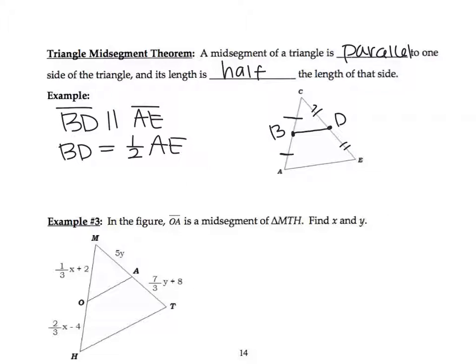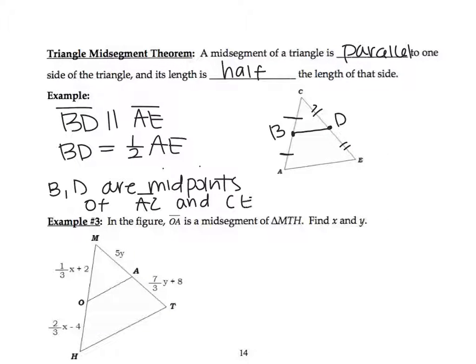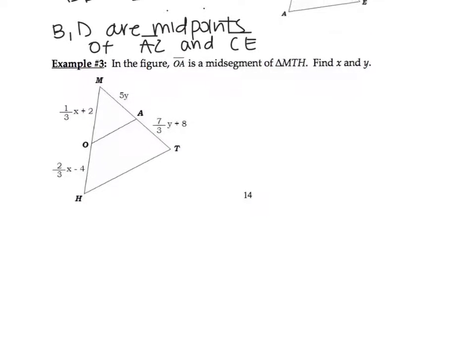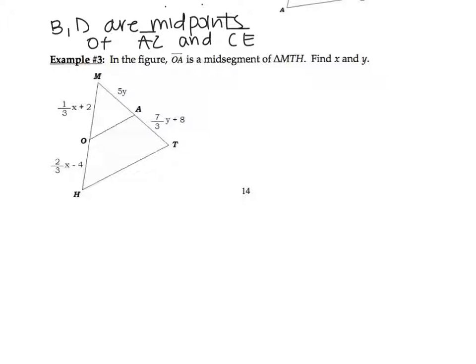And this is only because B and D are midpoints of AC and CE. If they were not midpoints, we could not make the statements that we did. So we'll go ahead and use this in an example. In our figure, OA is a midsegment of our triangle MTH. We want to find X and Y.